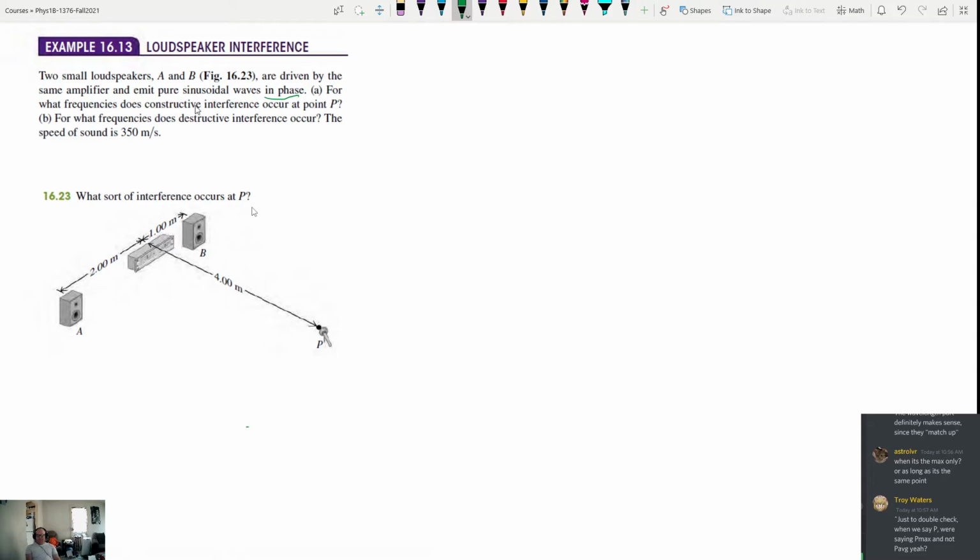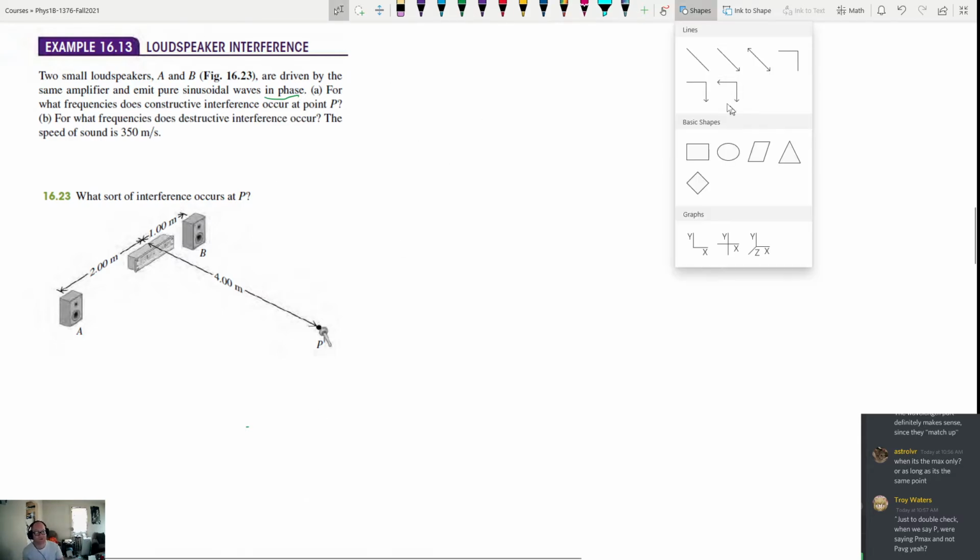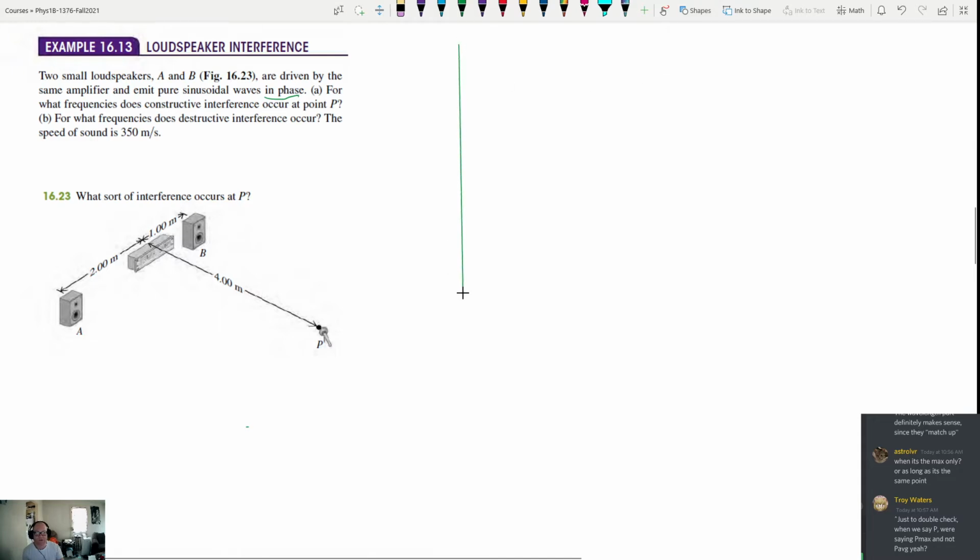For what frequencies does constructive interference occur at point P? All right, so here's our setup. Let's draw this with the actual line so it looks somewhat reasonable. We've got two speakers, separated by some distance, and we're looking at a point P, which is over here. We need to divide this in thirds, something like that, right there. And this is 1 meter, 2 meter, 4 meter.